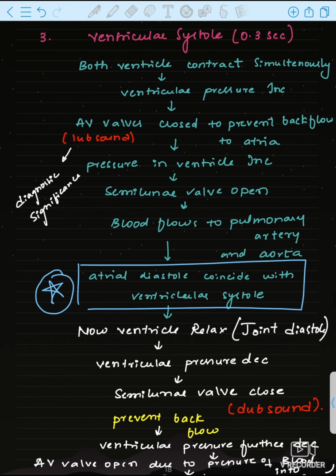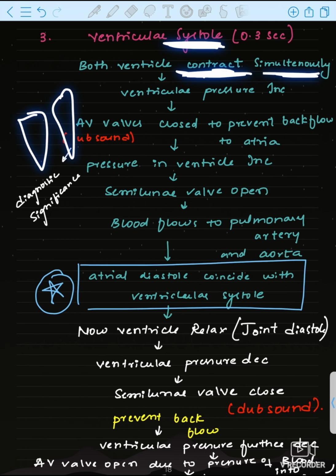Let us see what happened in ventricular systole. This is also conceptual, and the cycle occurs for 0.3 second. Now an action potential is generated, so both the ventricles will contract. First they will contract, as the name itself says, systole means contraction. Both the ventricles will contract simultaneously.